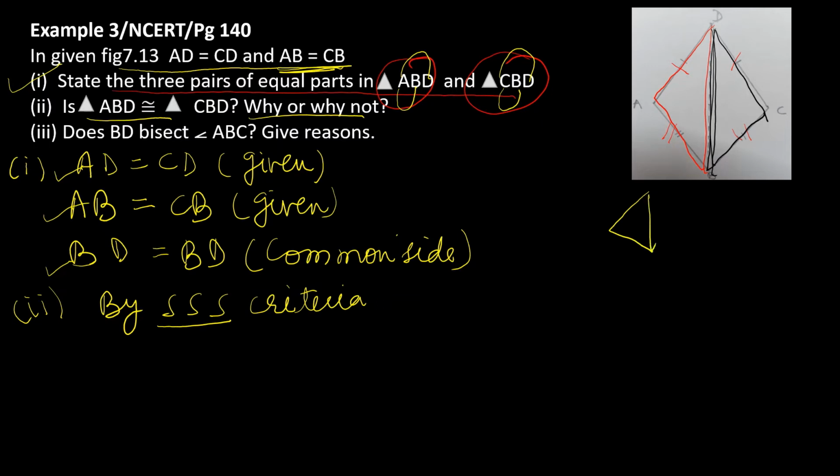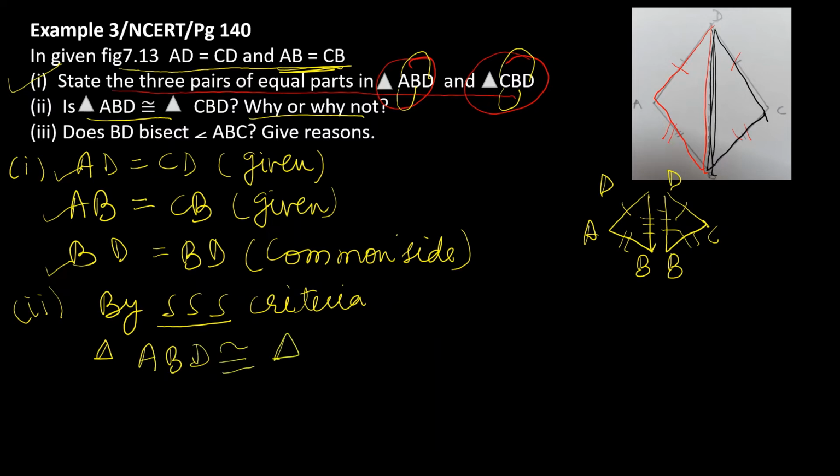Now let me show you here. Let us draw the triangles separately. It will give you more clarity. This is the triangle ABD and here it is CBD. Right, so you can see AD is equal to CD, AB is equal to CB and BD is common. So these three sides are equal. So by SSS criteria, we can say these two triangles are congruent. So let us write from 1, because we have already proved three equal sides in the first part.